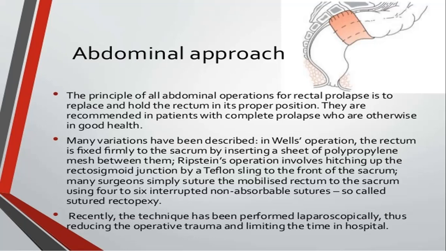Simply, in the abdominal approach, you just apply the rectum to the sacrum. Either you apply the mesh, the polypropylene non-absorbable mesh, and it is called Wells operation. Or you apply a Teflon sling to the front of the sacrum at the rectosacral junction, and it is called Ripstein repair. Or applying sutures is called suture rectopexy. So these all are the abdominal approaches.